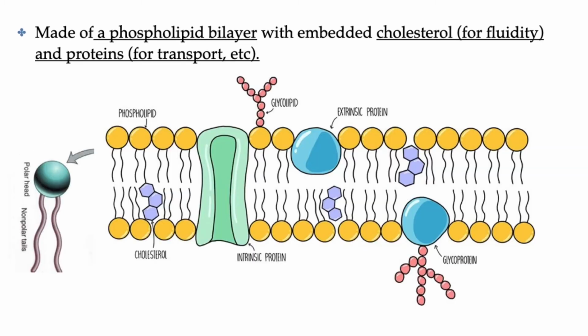Cell membranes are made primarily of a double layer of phospholipids, with some other molecules either embedded in between the phospholipids or on their surface. Molecules like cholesterol or proteins, for example. So let's look at the different components of the plasma membrane one at a time. And let's start with the phospholipid bilayer.